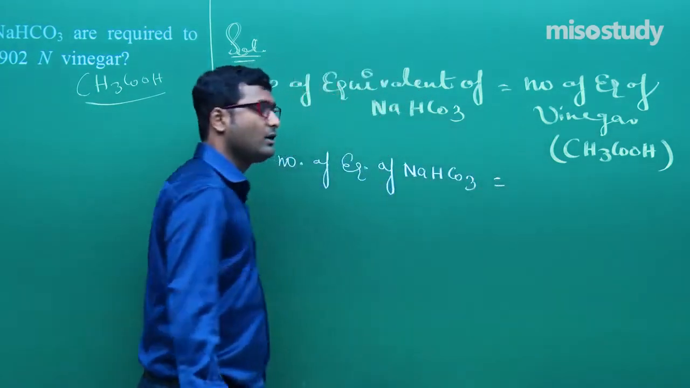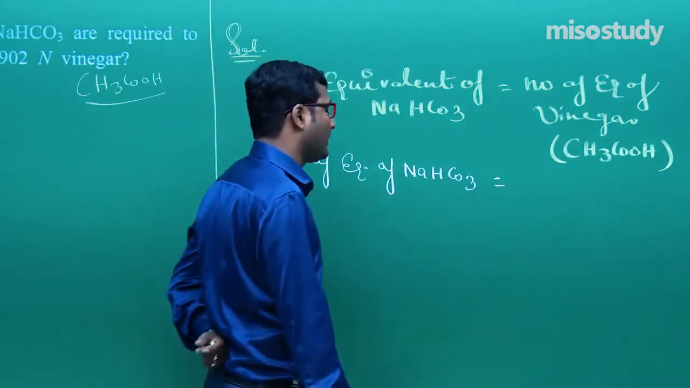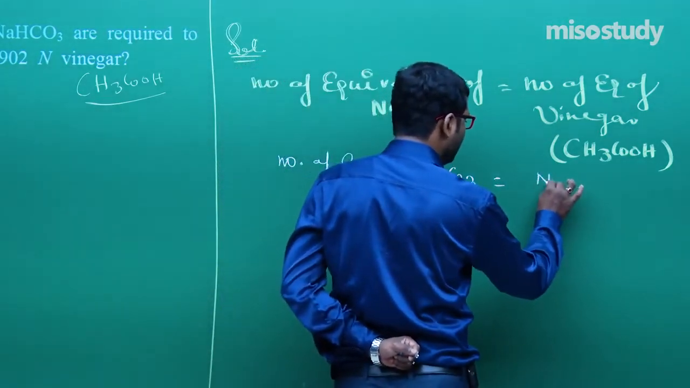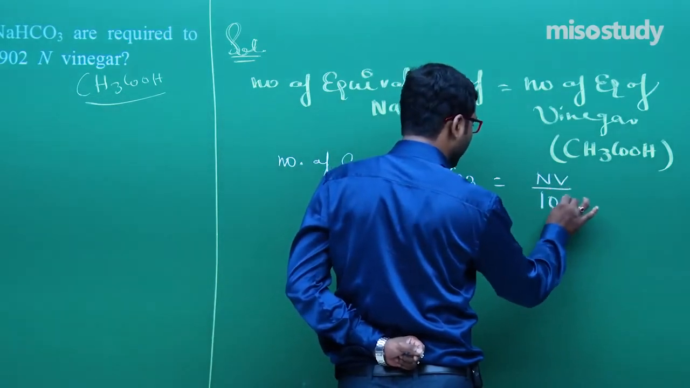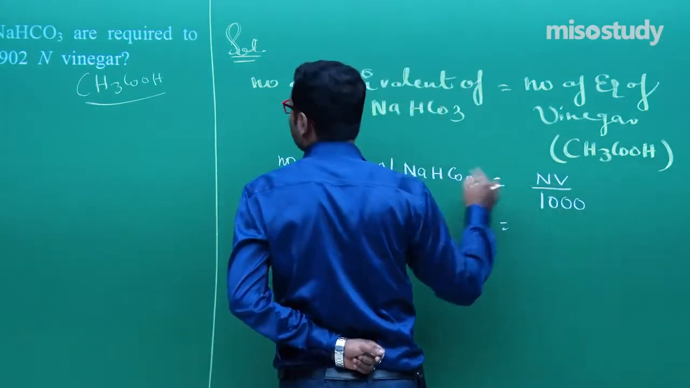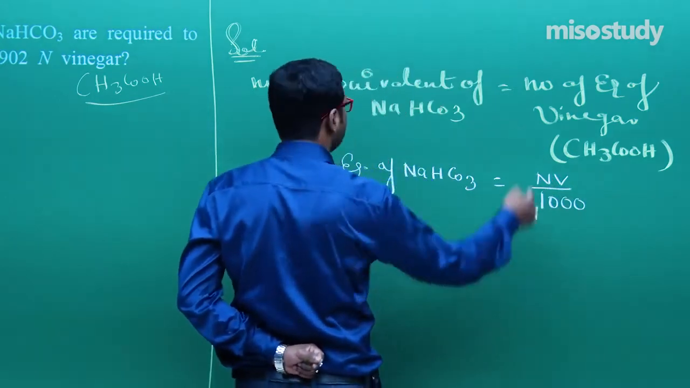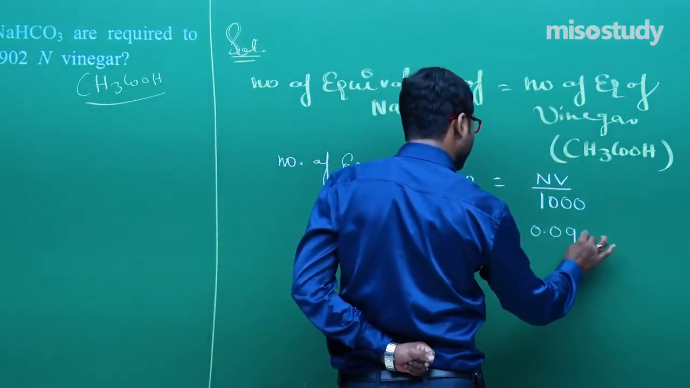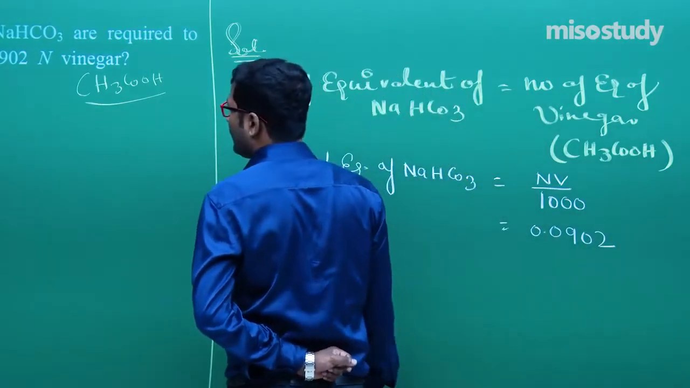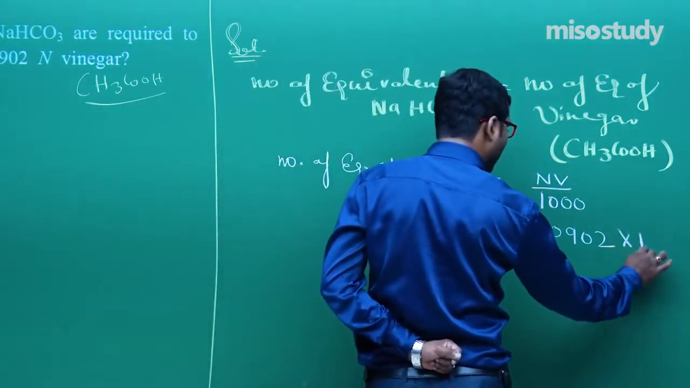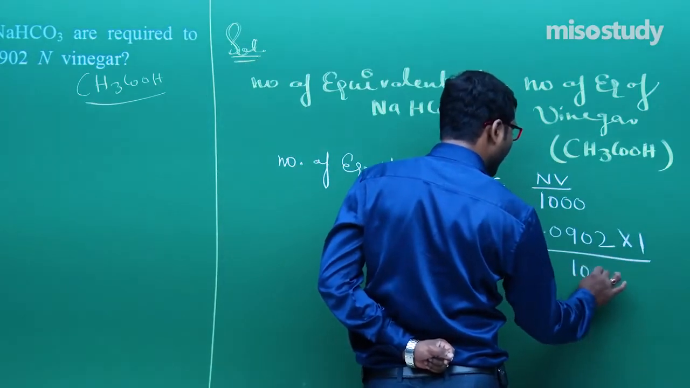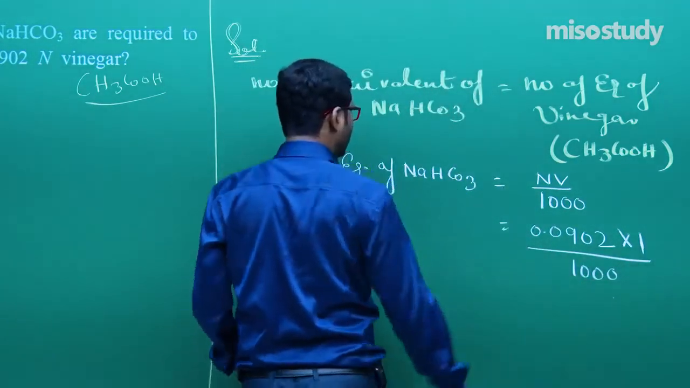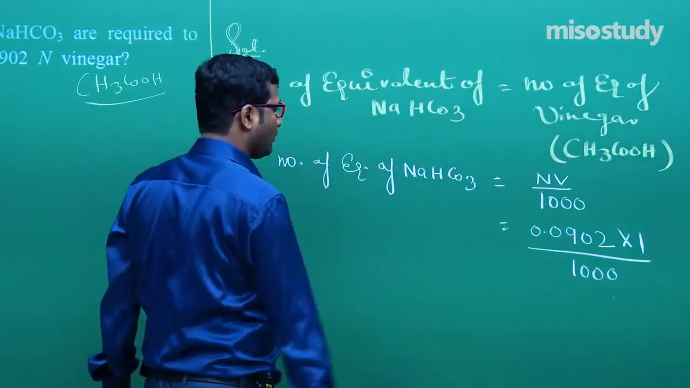What do you mean by number of equivalents? That is N into V upon 1000. Clear to you? What is N in this case? That is 0.0902. Yes sir. What is the volume here? 1 ml divided by 1000. Why 1000? To change ml into liter. Clear? This is the number of equivalents.